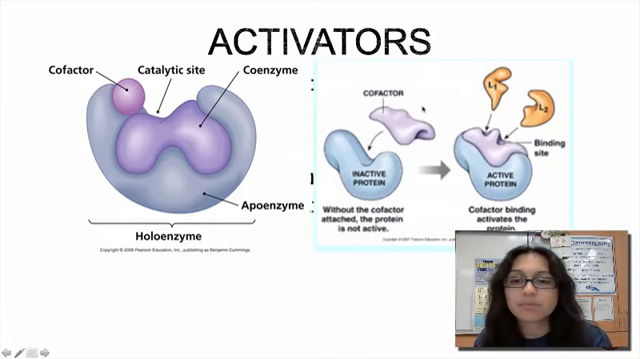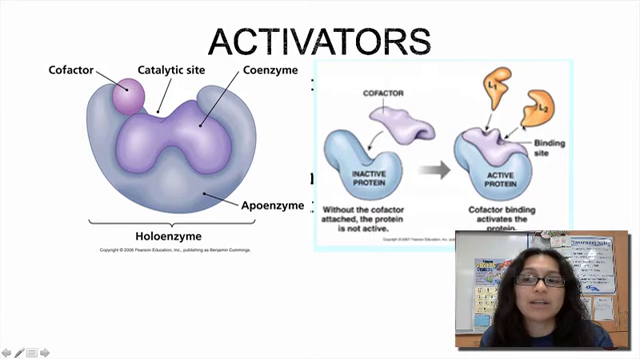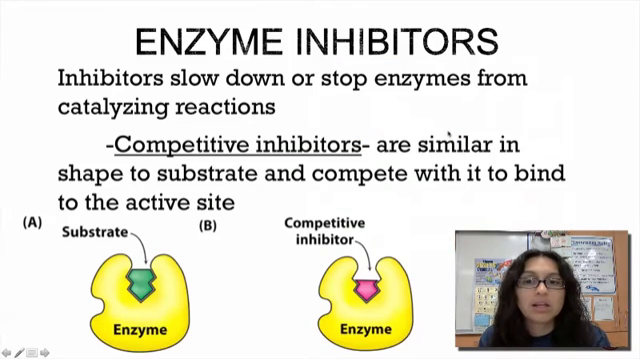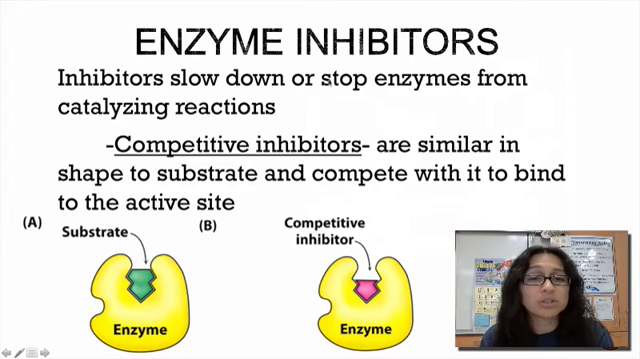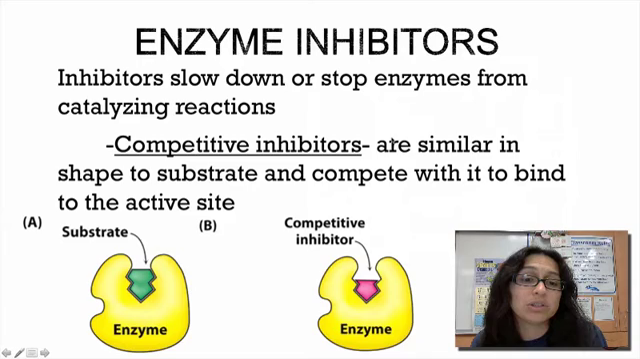Another example. So taking a look here, you might have a cofactor that once again binds and creates the correct active site for the substrates to be able to come along and actually bind, and the enzyme to therefore do its job. Then you have inhibitors. So to inhibit means to slow down or stop. So inhibitors slow down or stop enzymes from being able to do their job.